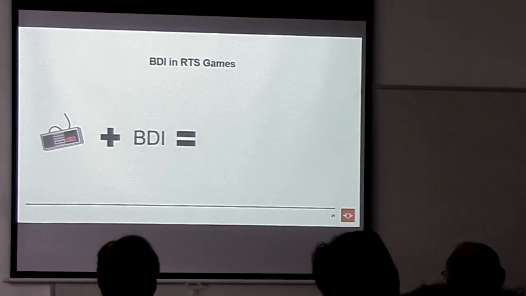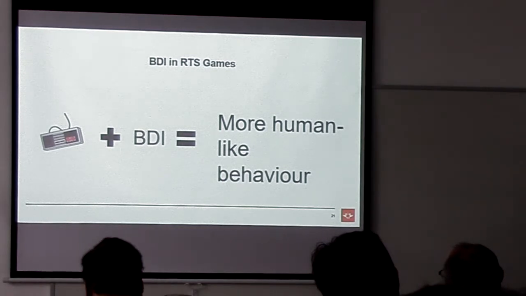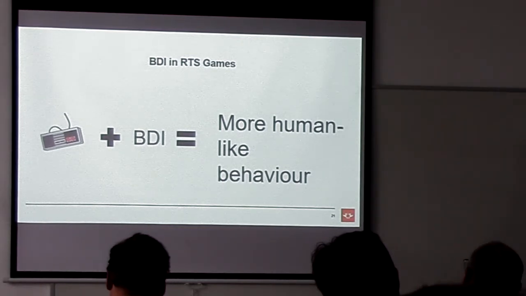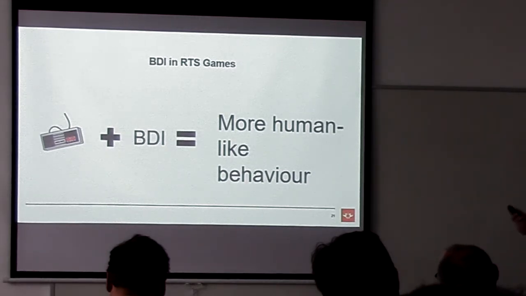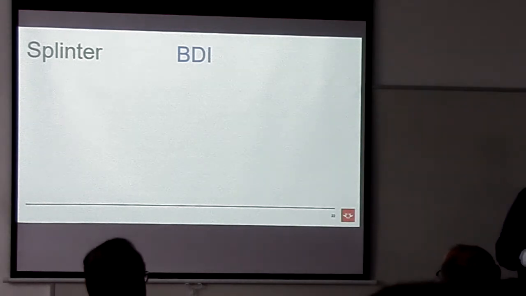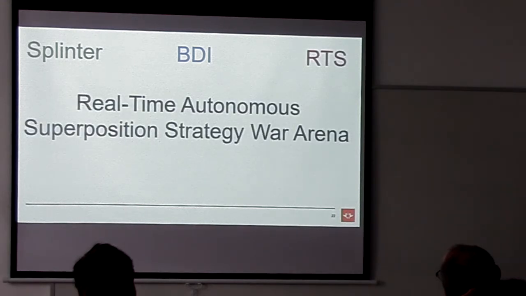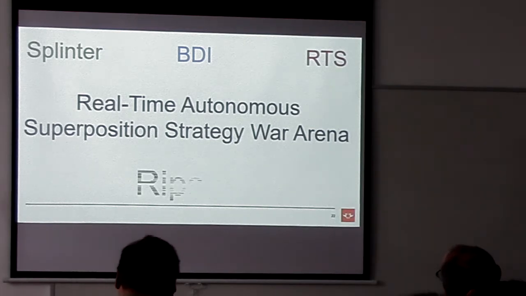But there's a lot of research literature out there that says if we take the BDI model and combine it with artificial intelligence in games, we actually get more human-like behavior, because that's the whole goal of the BDI model. There's a lot of research literature that supports this, but not a lot that tries to incorporate the BDI model into RTS artificial intelligence. So we took it upon ourselves to take Splinter and our extended BDI model and combine it with RTS, and we came up with a real-time autonomous superposition strategy war, for short, RIPSAW.